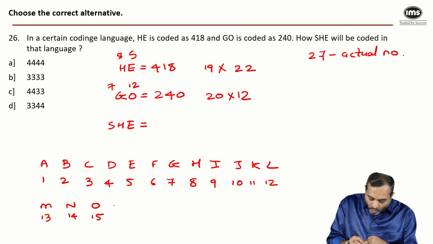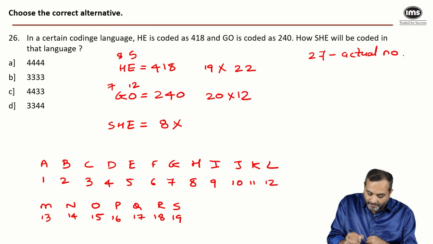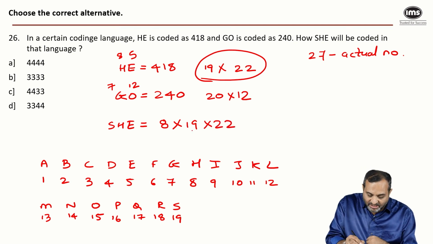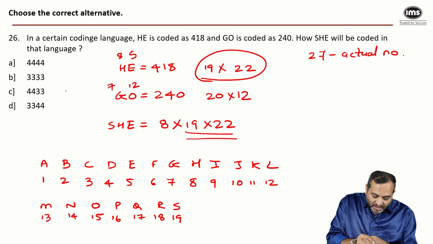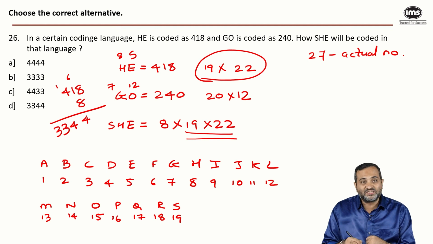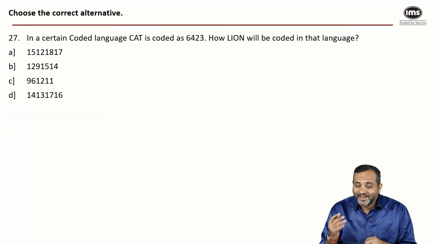So my answer is for S. S is which alphabet? O, P, Q, R, S: 16, 17, 18, 19. S is the 19th alphabet. So the reverse numbering will be 8. For HE, I can pick it up from here: 19 into 22, which I know is already 418. My answer is 418 into 8. So 8 8s are 64. 8 1s are 8 plus 6, 14. 32 plus 1, 33. So the answer is 3344. Hence my answer is option D. Let's look at the next question.